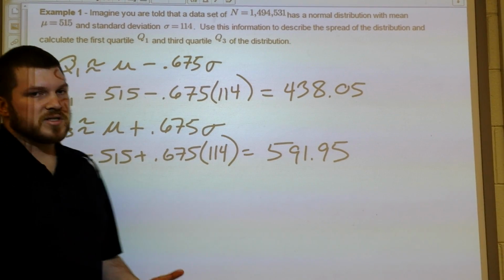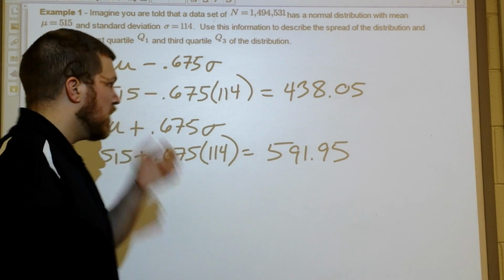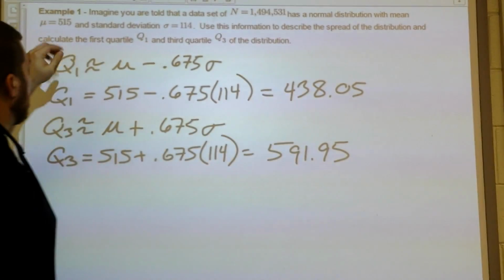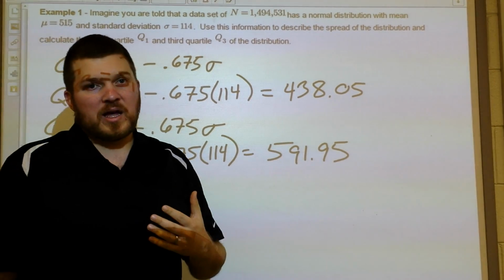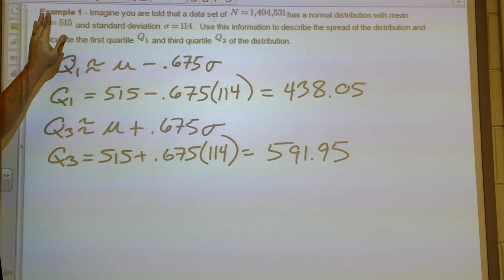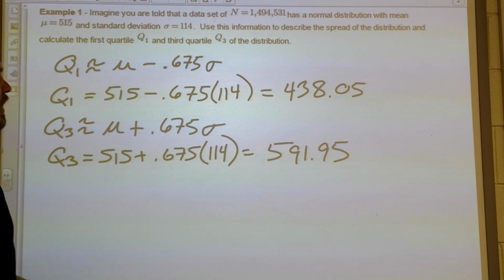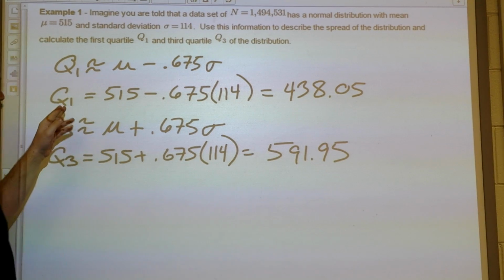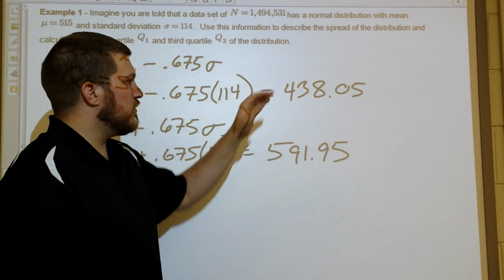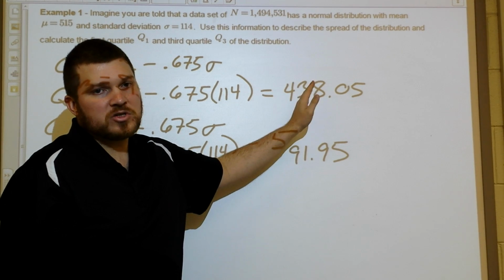Now we can use the information given to us in the problem and what we just calculated to describe this distribution. First off, we know for a normal distribution that the mean is in the exact middle. So that means 50% of the data in this distribution lies below 515 and 50% of the data lies above 515. We also know that quartile 1, which represents our 25% marker, is approximately at 438, and that's 25% of the distribution for this data set.